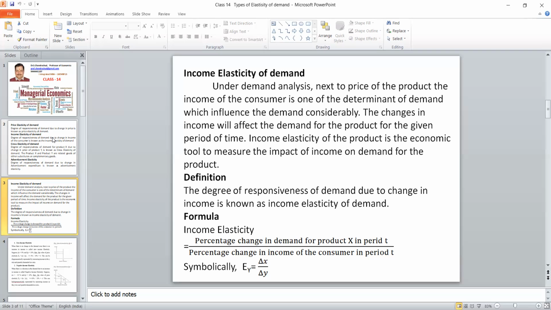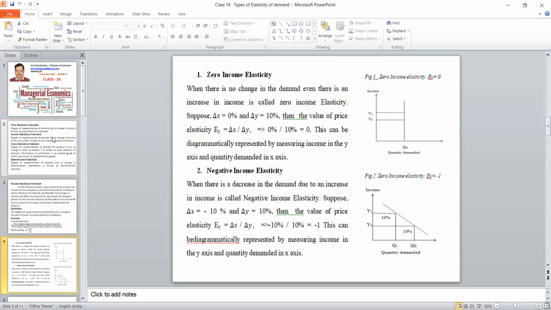Using this formula, we have to explain all five types of income elasticity. In case of price elasticity, it is unitary, perfectly elastic, perfectly inelastic, relatively elastic, relatively inelastic. This is the five types. Here also there are five types, but it starts with zero income elasticity. The first type is zero income elasticity. When there is no change in demand, suppose income is changing but you are demanding the same, then it is called zero income elasticity. Why?